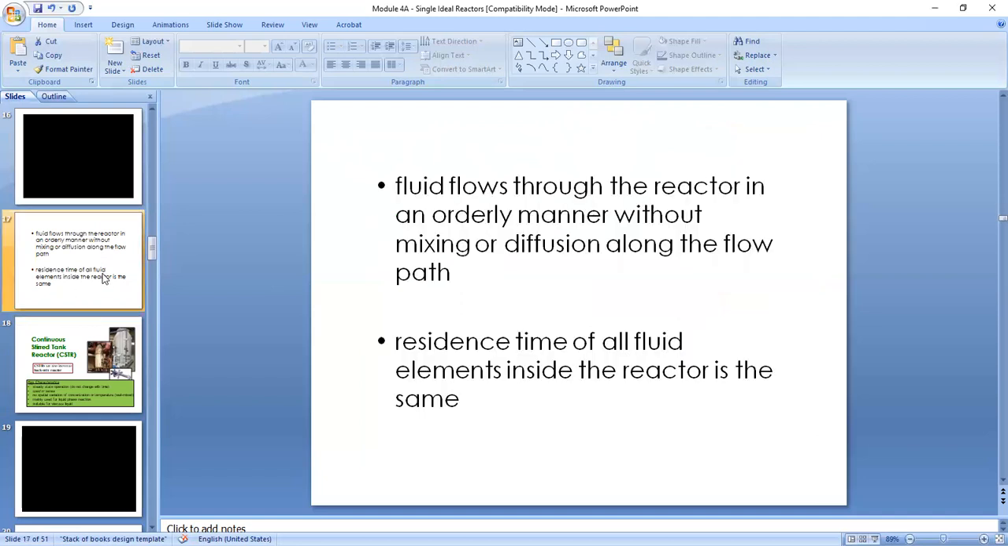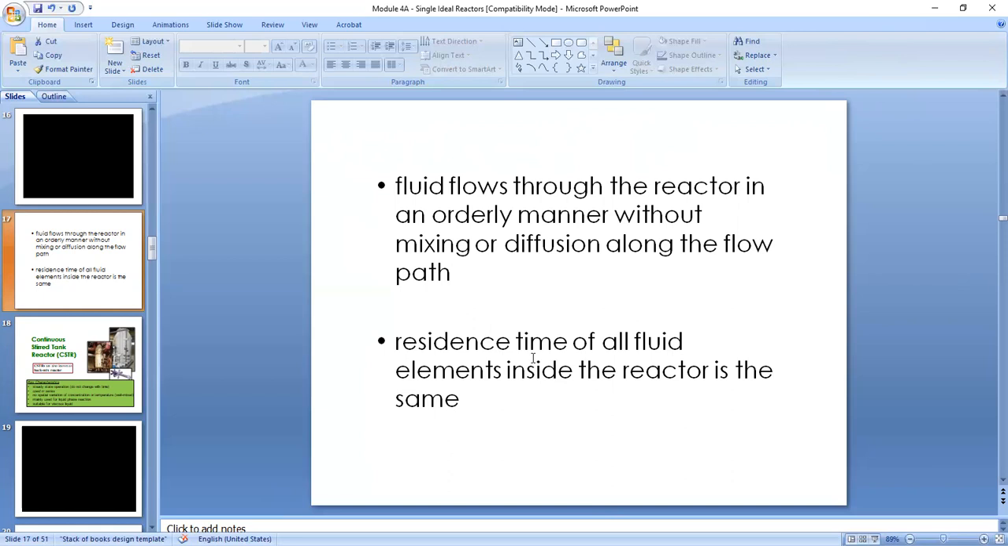Now we go further to the plug flow reactor. Here, fluid flows through the reactor in an orderly manner without mixing or diffusion along the flow path. So there's no mixing, no diffusion of fluid elements along the flow path. It's as if they're just falling in line, comparable to students falling in line during flag ceremony, and they also fall in line and go back to their classrooms after. So there is no overtaking, there is no mixing. Now, the residence time of all fluid elements inside the reactor is the same.